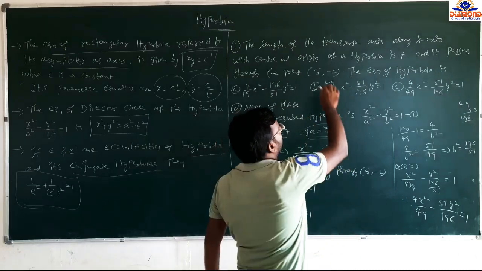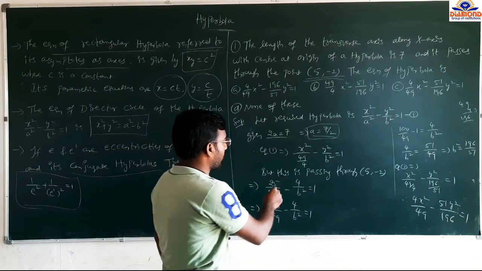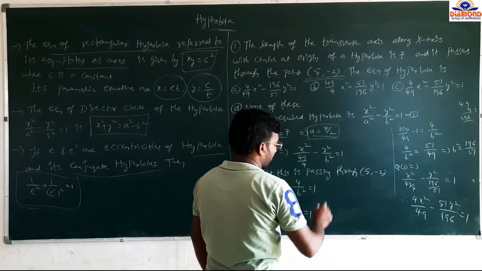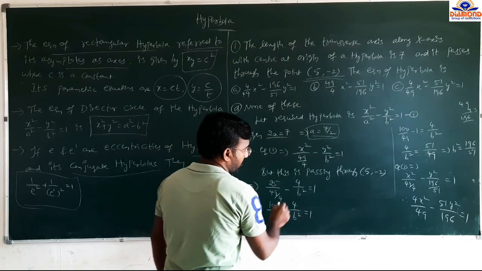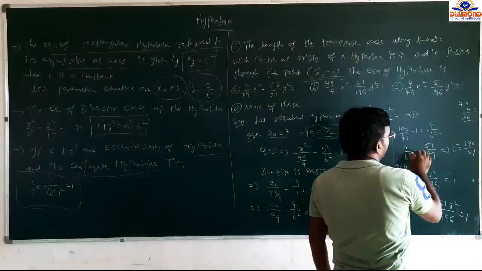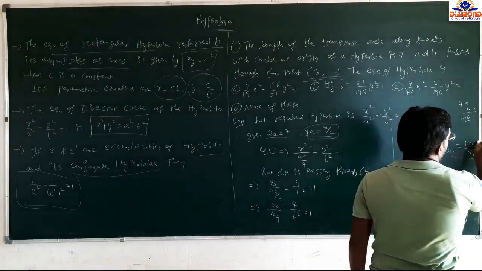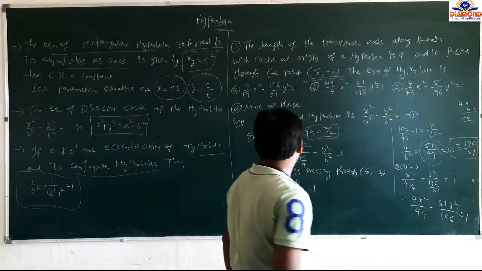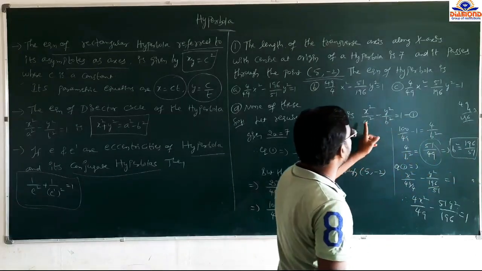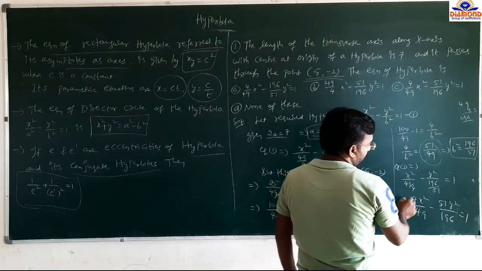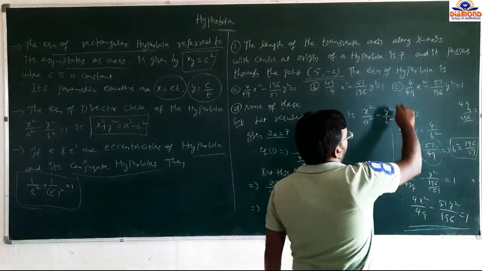How to calculate this b value? The passing point is given (5, minus 2). Substitute 5 in place of x and minus 2 in place of y. What you get: 25 by 49 by 4 minus 4 by b square equal to 1. So 100 by 49 minus 4 by b square equal to 1. So bring 4 by b square to this side, 1 to this side. What you get: 100 by 49 minus 1 equal to 51 by 49. So 4 by b square equals that; cross multiplication, you get b square equal to 196 by 51. A square value is 49 by 4, b square value is 196 by 51. Substitute in equation number 1. So you get the equation is 4x square by 49 minus 51 y square by 196 equal to 1. So the option is C.